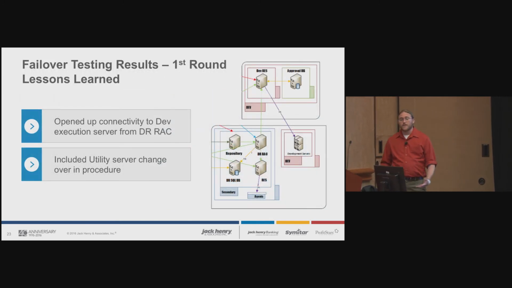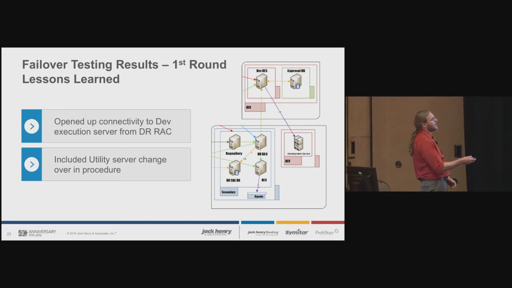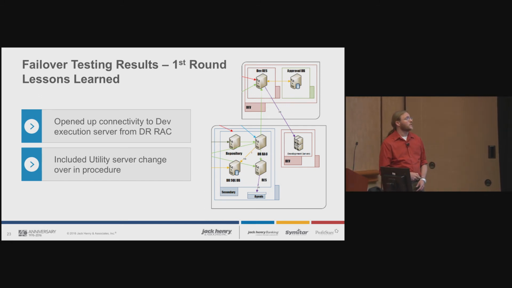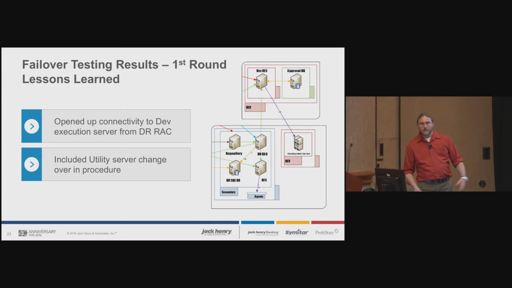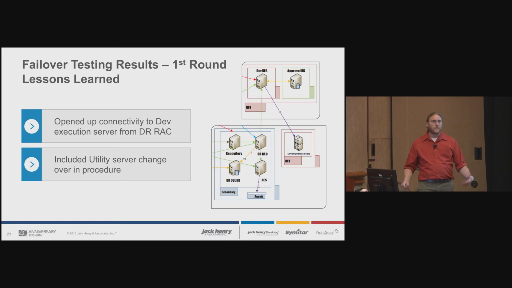So we took those results, we took our lessons learned, we opened up a line of communication from the secondary management server to that dev leg. And that's very important because of all the reasons that I just stated. We're also working on, for a future state, having a second replication of that so that we don't have a single point of failure to our development environment. So we included the utility server changeover in our process as well. We go in and we change over that server type for any of the servers that we need whenever we're deploying out of the DR site.